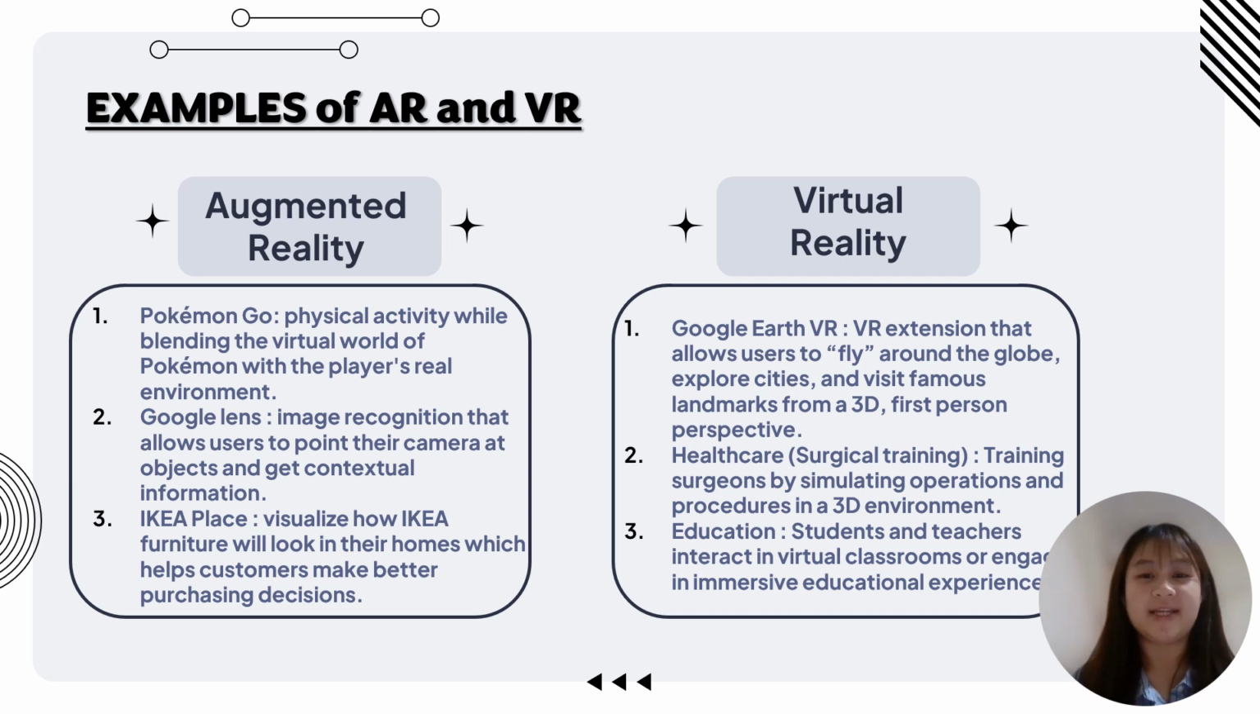Now, I'm going to present about the examples of augmented reality and virtual reality. In AR, there are 3 examples, which are Pokemon Go, Google Lens, and IKEA Place. Pokemon Go is a physical activity while blending the virtual world of Pokemon with the player's real environment. Secondly is Google Lens. It's an image recognition tool that allows users to point their camera at objects and get contextual information. Thirdly is IKEA Place. It visualizes how IKEA furniture will look in their homes, which helps the customer to make a better purchasing decision.